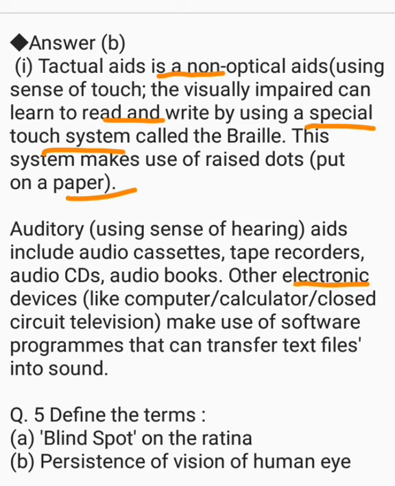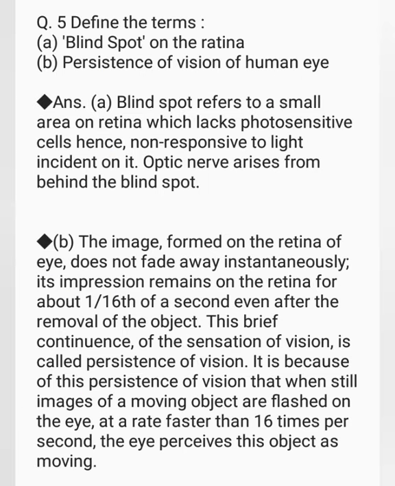Other electronic devices like computer, calculator, closed circuit television make use of software programs that can transfer text files into sound. Now the next question, define the term blind spot on the retina. Blind spot refers to a small area on the retina which lacks photosensitive cells, hence non-responsive to light incident on it. Optic nerve arises from behind the blind spot.